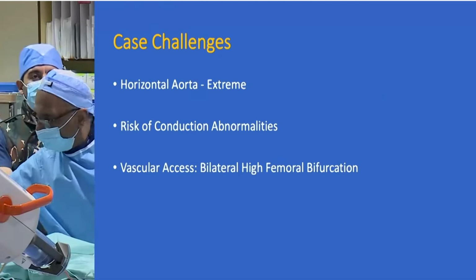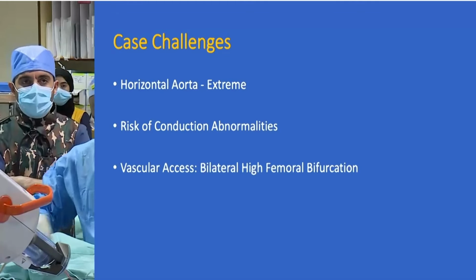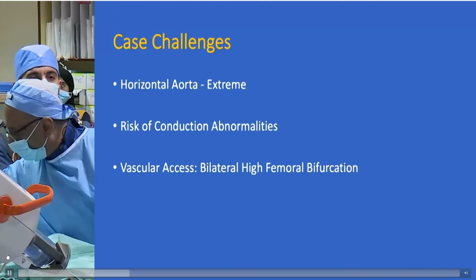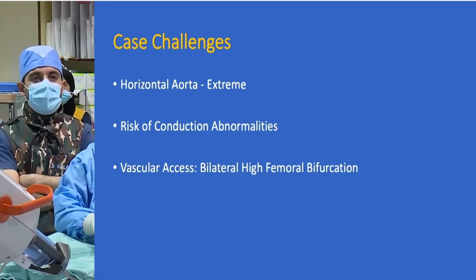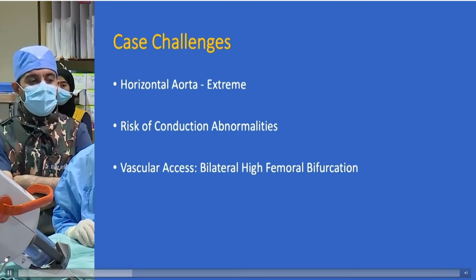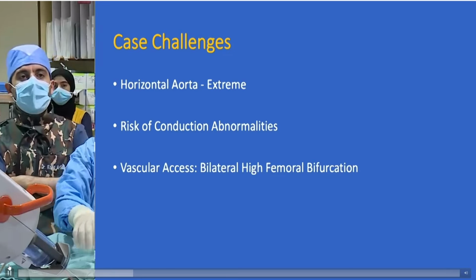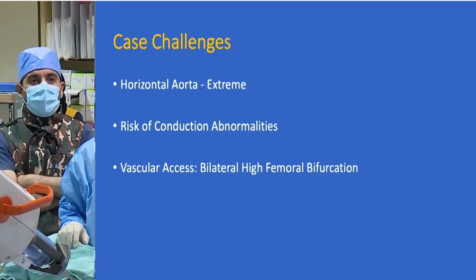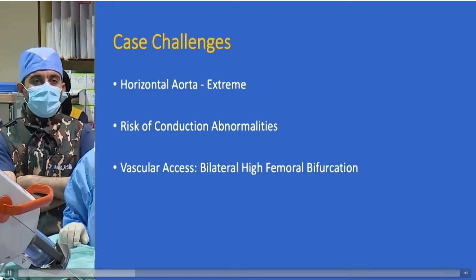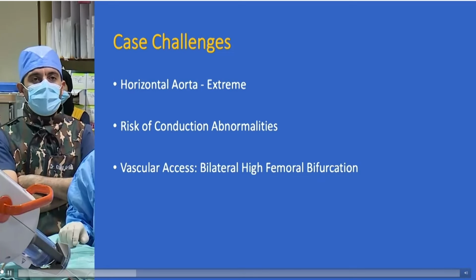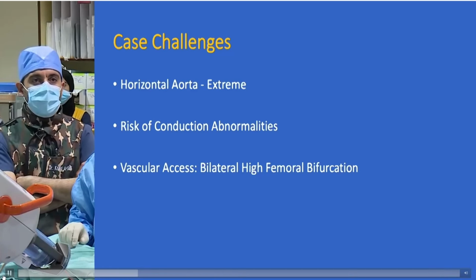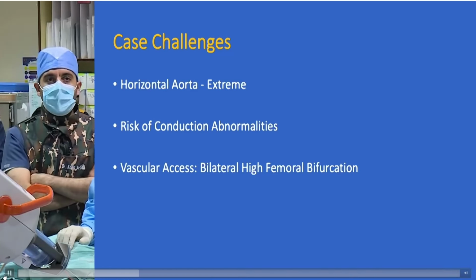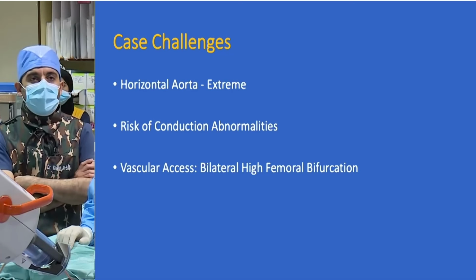So the main challenge with this case is actually the horizontal aorta, very extreme horizontal aorta. And we are going to show you that despite this, we can still implant a self-expanding valve, as you will see. The other problems in this patient are advanced age and right bundle branch block, so high risk for conduction abnormalities. And the last problem is the vascular access, because we have high bifurcation bilaterally. Next.